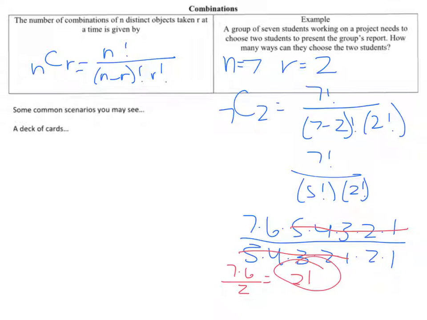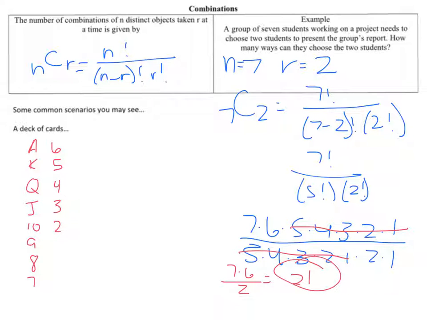And I wanted to go ahead and throw this common scenario in here that you'll see when you're working with probability a lot, just in case you're unfamiliar with the deck of cards. So if you're unfamiliar with the deck of cards, we have an ace, king, queen, jack, 10, 9, 8, 7, 6, 5, 4, 3, and 2.